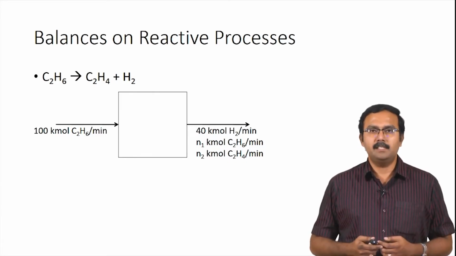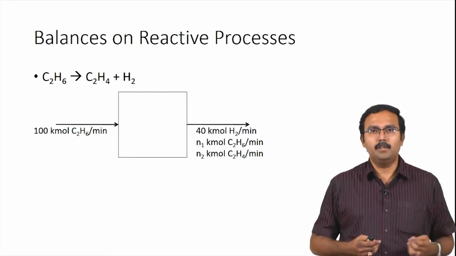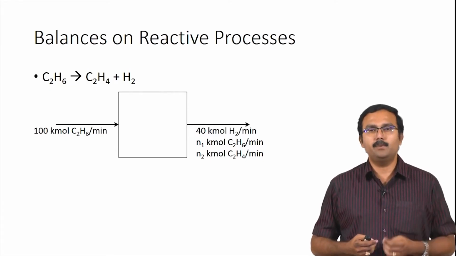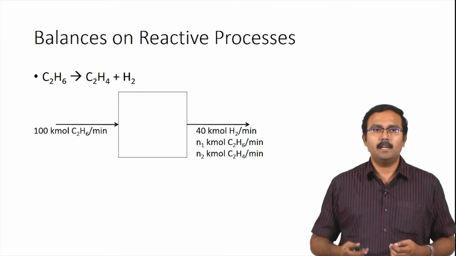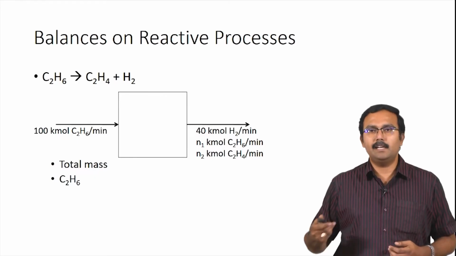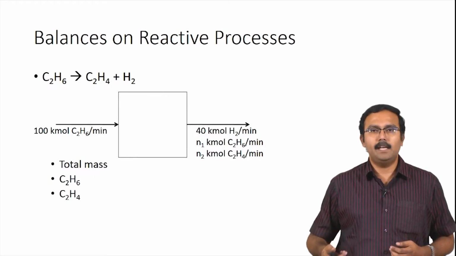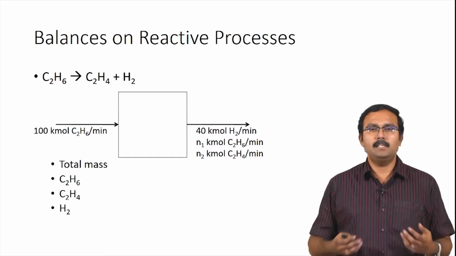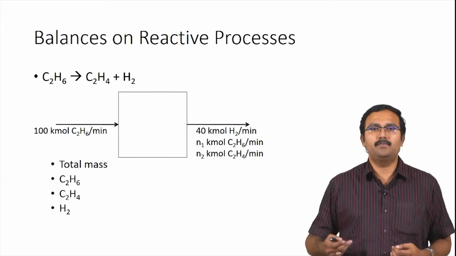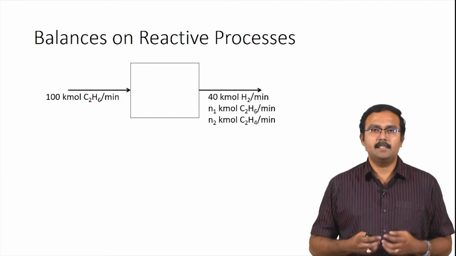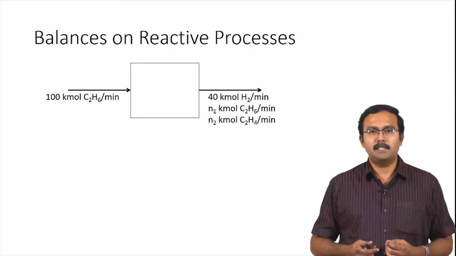Now that we have this system, what kind of balances can we write? When we looked at conservation, we identified that the mass of the total substance and the mass of individual components would be conserved. So, we can write the total balance, which is the total mass balance, and we can also write individual component balances, which would be the ethane, ethylene and hydrogen balances. Let us see how these equations would look and how we can solve for N1 and N2. So, we now have the reaction system and we can write the total mass balance.